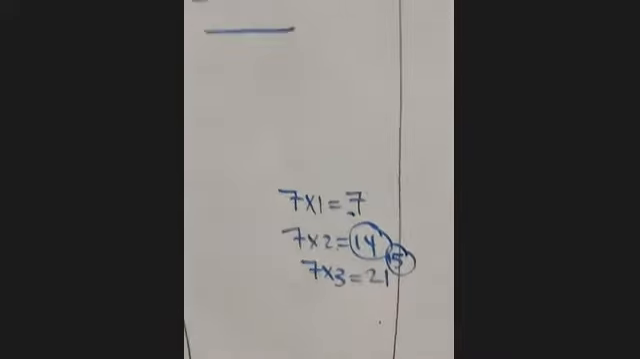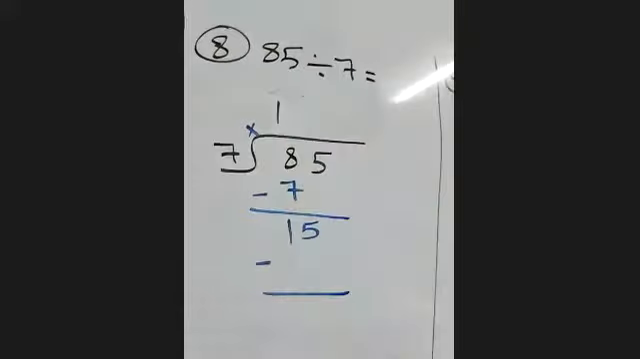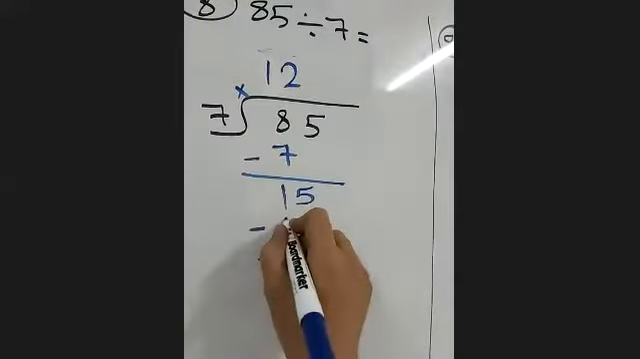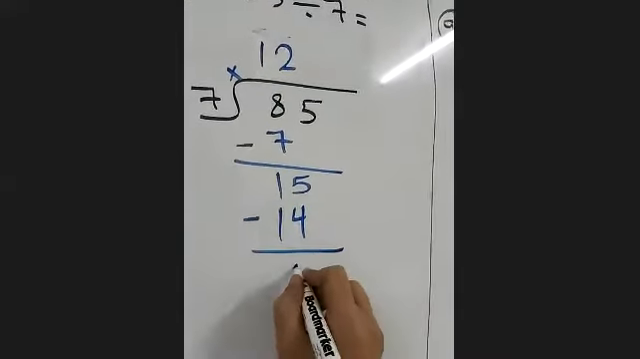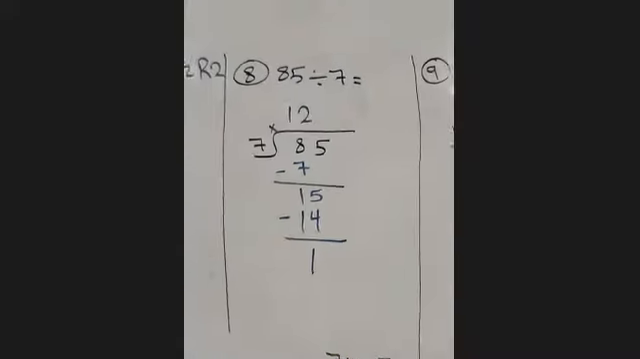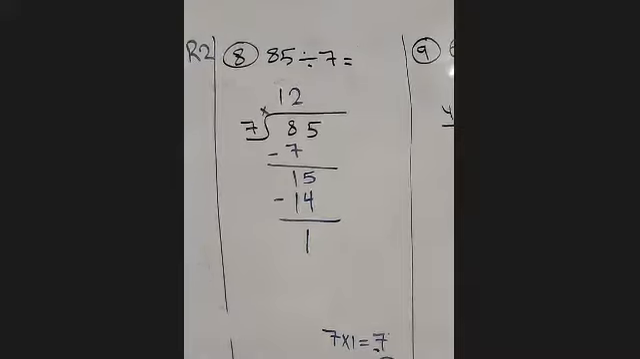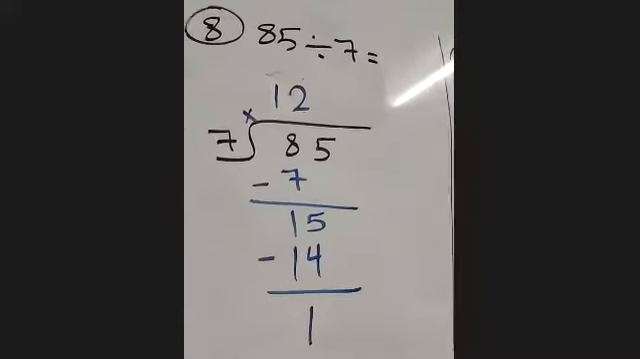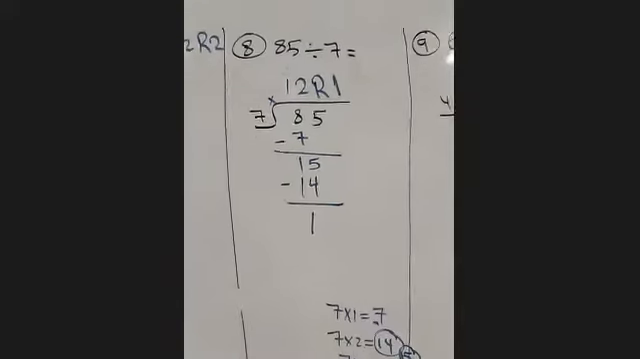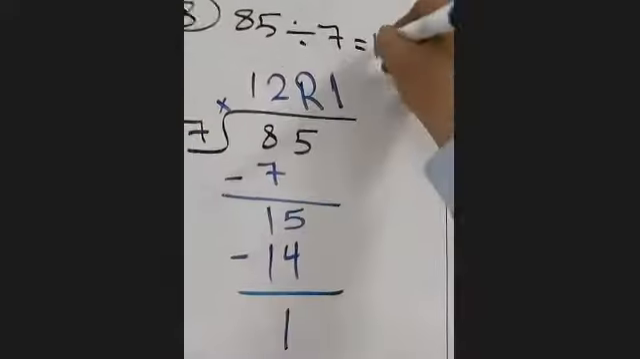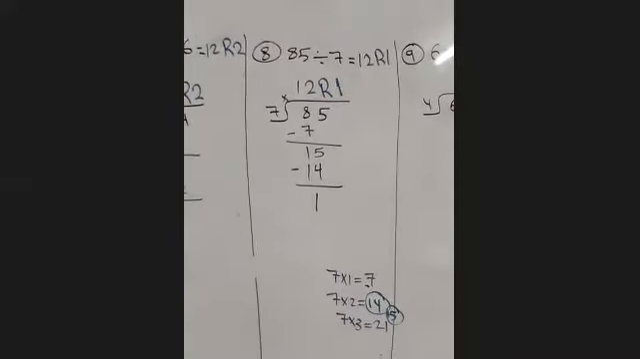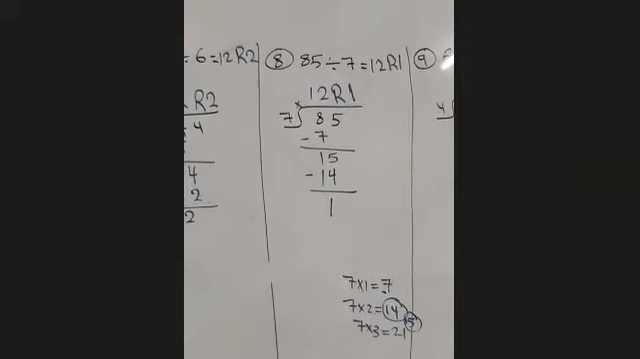So what do we have here? 2 by 7 equals 14. Subtract. 1. So 1 is less than 7, I'm good. What's the answer now? 12, remainder 1. Remainder, not reminder. Remainder 1. So the answer of this question, guys, is 12 remainder 1. Do question 8 in your book, guys. Page 171.